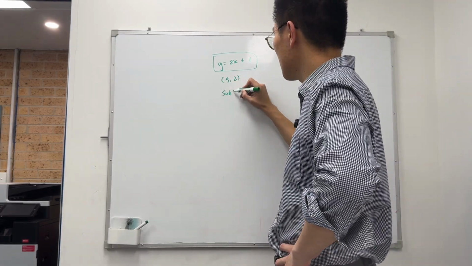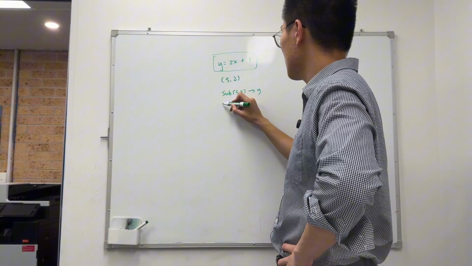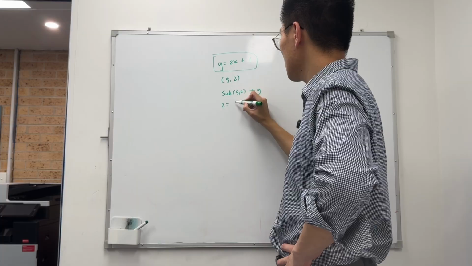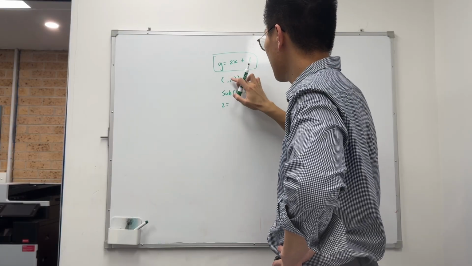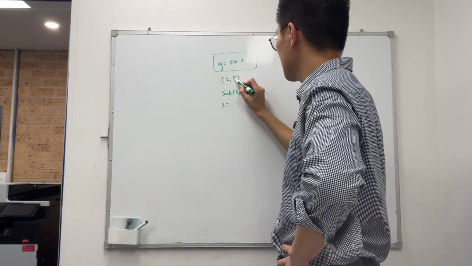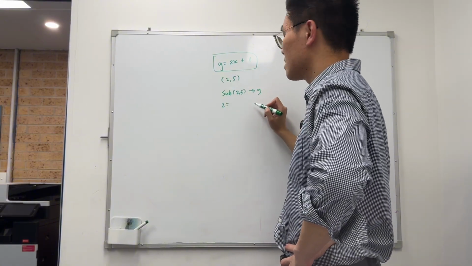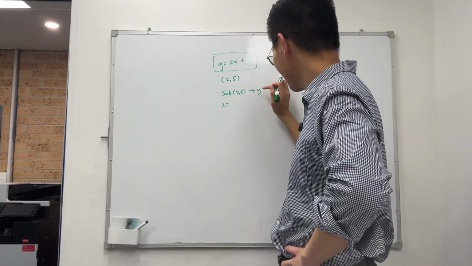So sub 5, 2 into y. So that will be 2 is it? Oh wait, no, this is wrong, sorry. I did it the wrong way. It's not 5, 2, it's 2, 5. Also, make your y smaller.